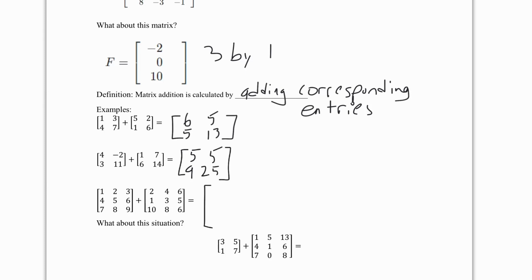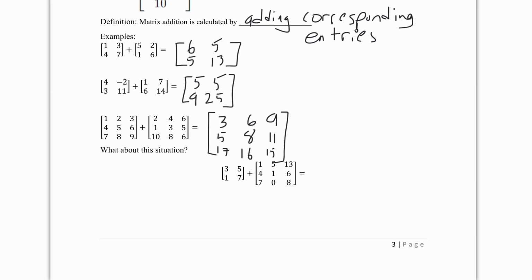Now this bigger matrix over here, we have to make a little more space when we do this. We're going to get 3, 6, 9, 5, 8, 11, 17, 16, 15. So some good practice with addition there. Now what about this situation here?